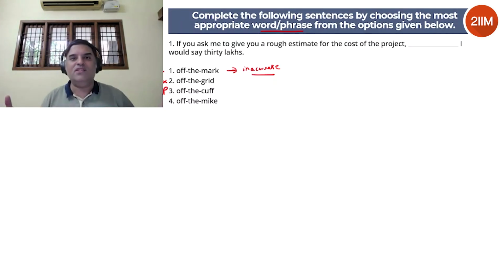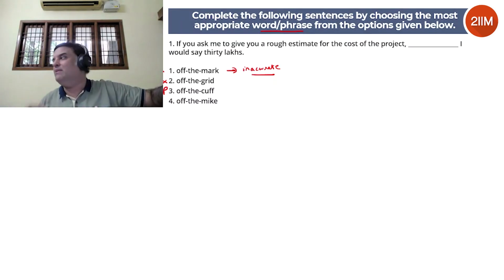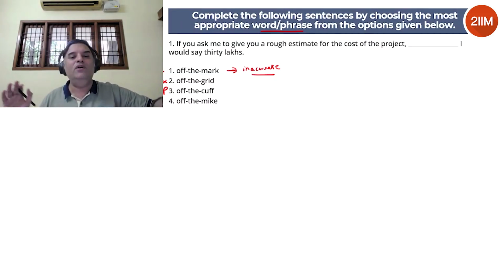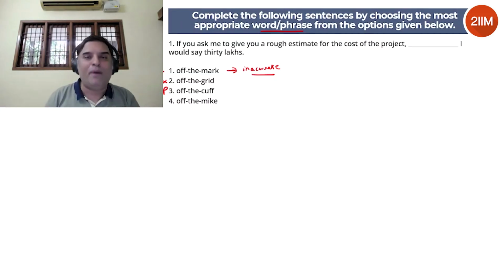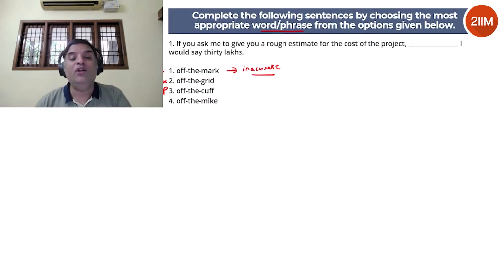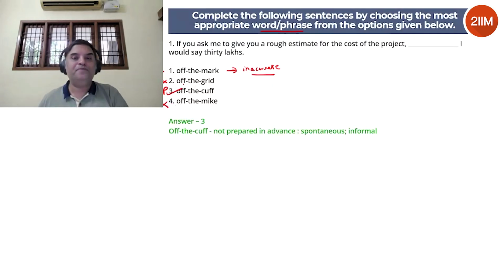So, in press conferences, they do that. You move away the mic and just talk to the person beside you so that it doesn't go on the mic, it doesn't go publicly. That's what off the mic means. It will not fit here, obviously. The only phrase that fits here is off the cuff, and therefore it is the right answer.